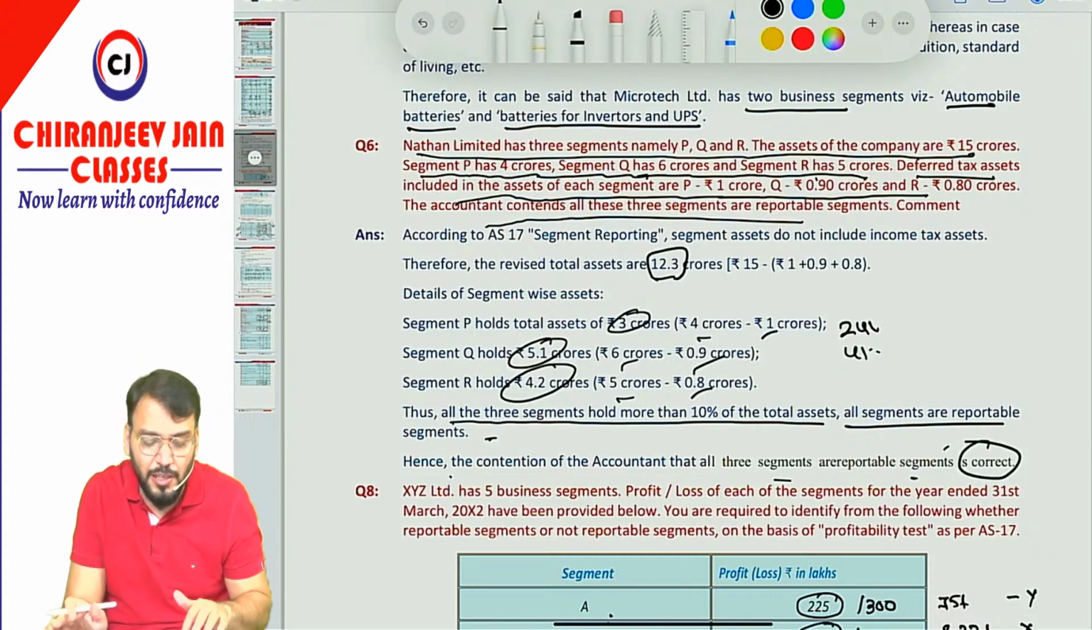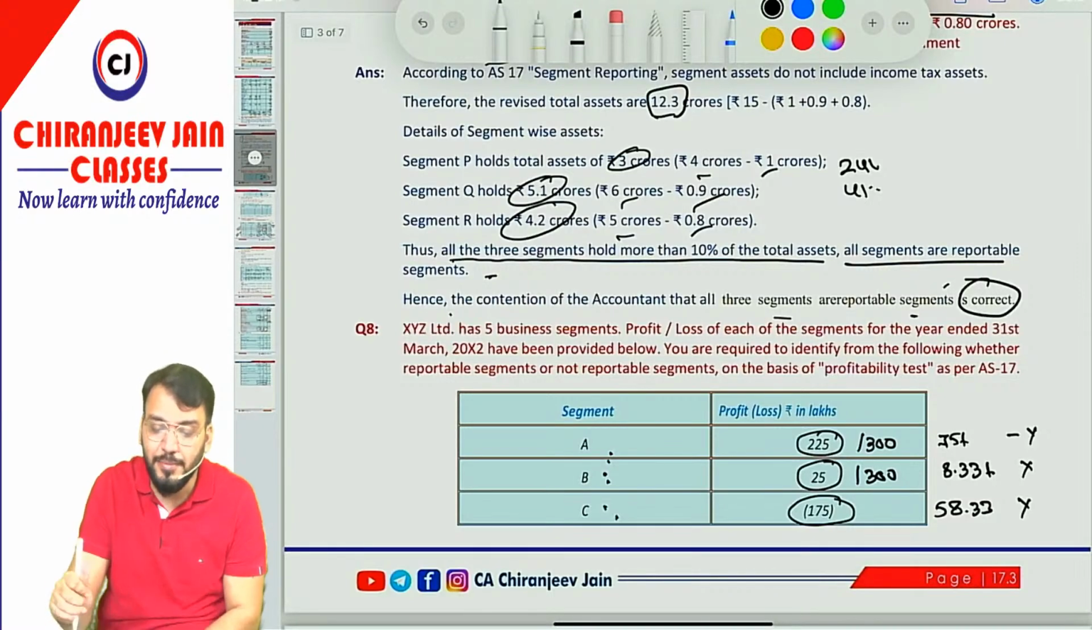This type of question can also be asked in the exam. So with this we completed AS 17 revision. I hope you have understood.